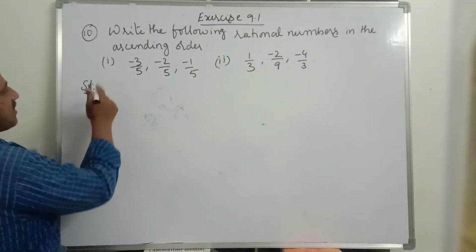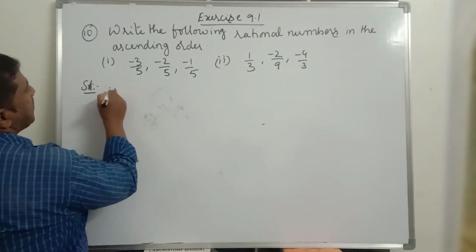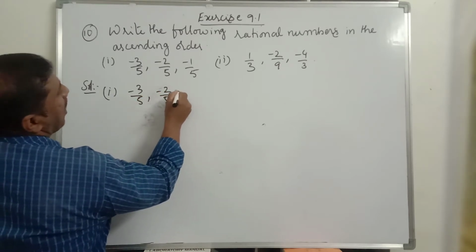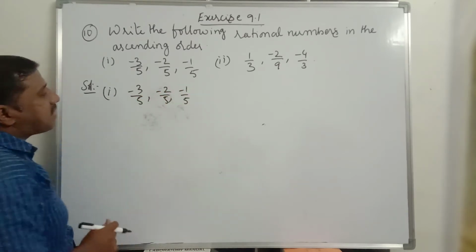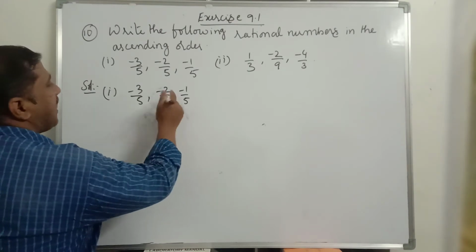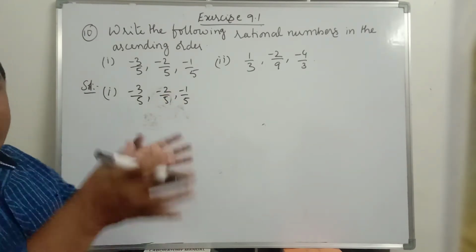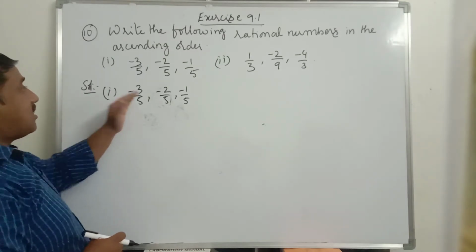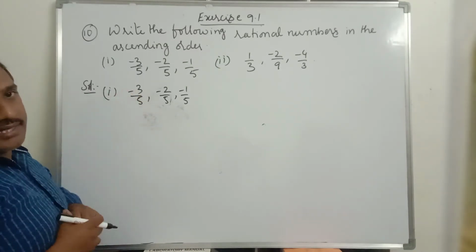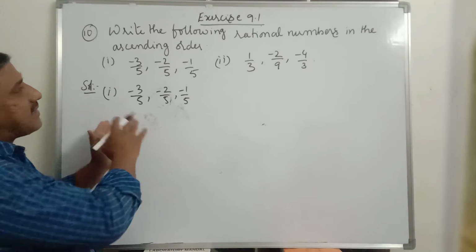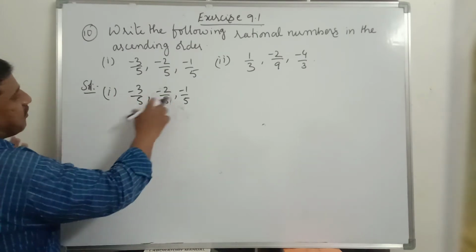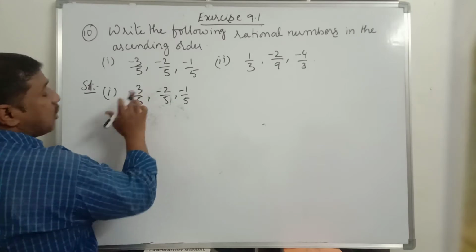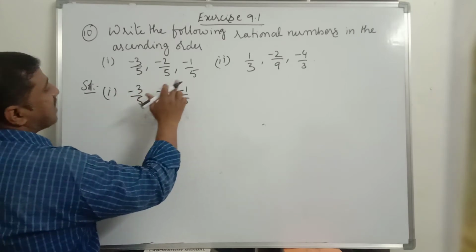So here you see the first question here. The first one, it is minus 3 by 5, minus 2 by 5 and minus 1 by 5. Observe here, the denominators are same. The denominators are same, that is like rational numbers are there. Now compare the numerators. So ascending order means small to bigger. So which is the smallest rational number? Here it is. First observe the numerators, minus 3, minus 2 and minus 1.